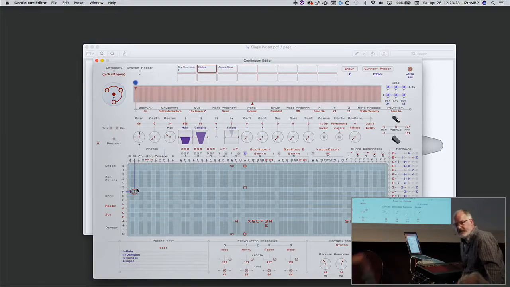Any questions? Now, Philip? Would it be possible to continuously change the timbre of the sound, let's say from a bell to a string or something like that, with this kind of synth engine?